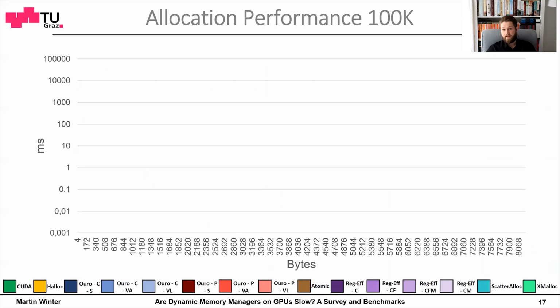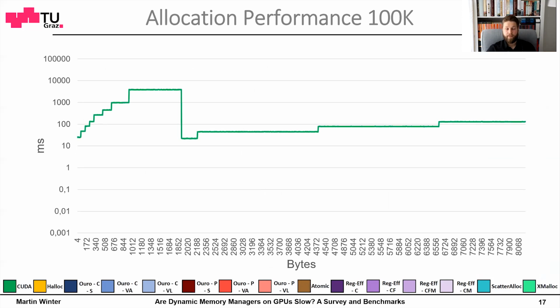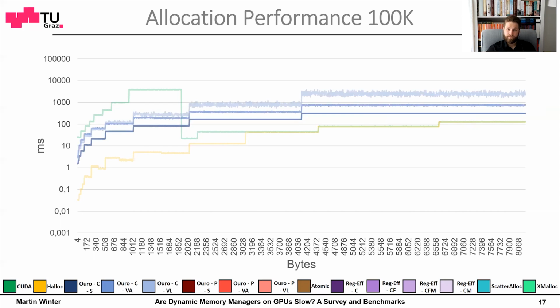In this first test case, we evaluated allocation performance for 100,000 allocating threads for all approaches. Here is CUDA in green, with the characteristic staircase pattern aligned to powers of 2, and also the visible reset at around 2 kilobytes, which leads us to believe that multiple larger chunk sizes are used. Halloc in gold already greatly outperforms CUDA for smaller allocations, and we can also see where it switches to the CUDA allocator at around 3 kilobytes.